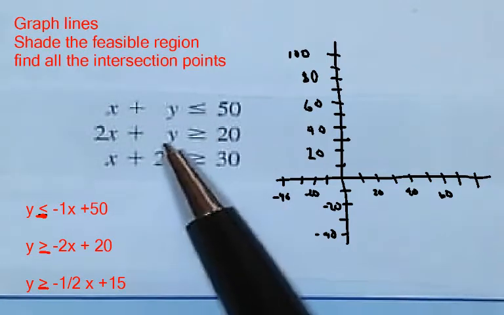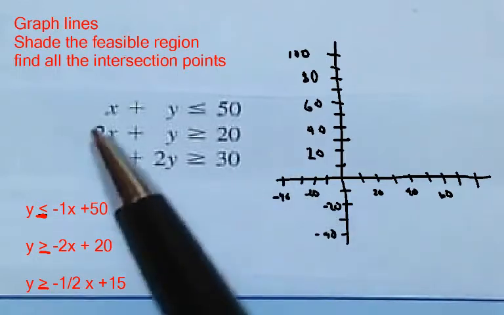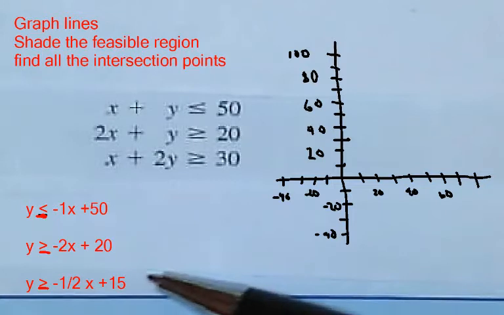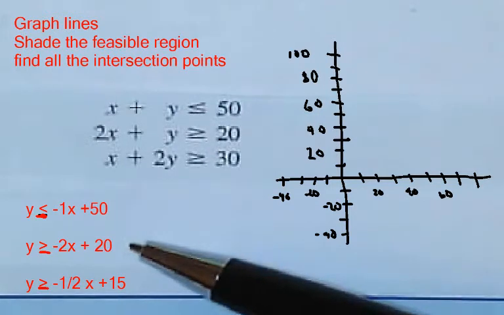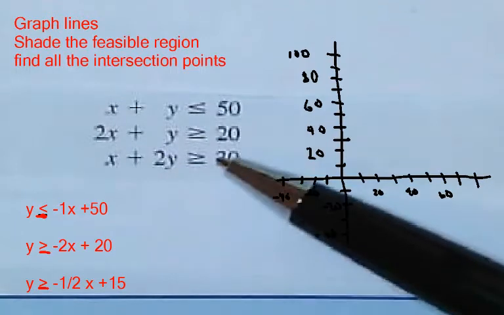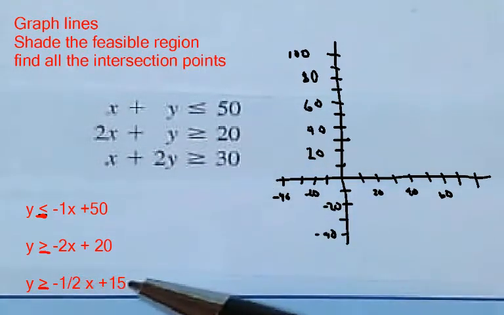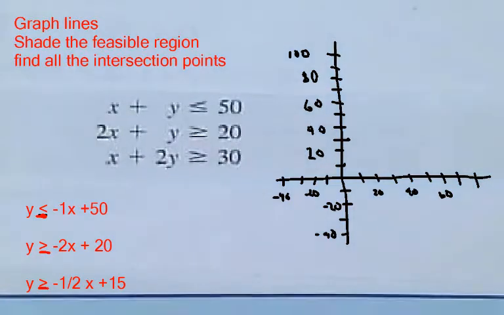This one, 2x plus y greater than or equal to 20. If I subtract the 2x, I get this line right here. Where does it go? Right there. And that one is y is less than or equal to 2x plus 20. And then this one, if I subtract the x and then divide everything by 2, I get half of x and positive 15. Right? So, let's graph those things.